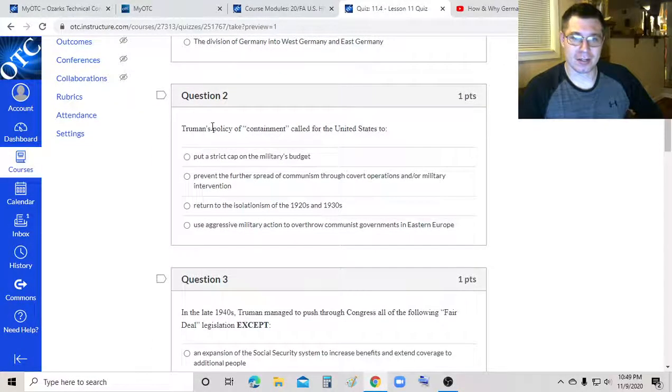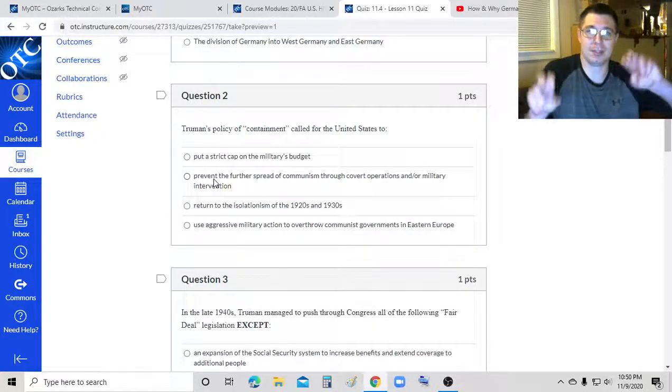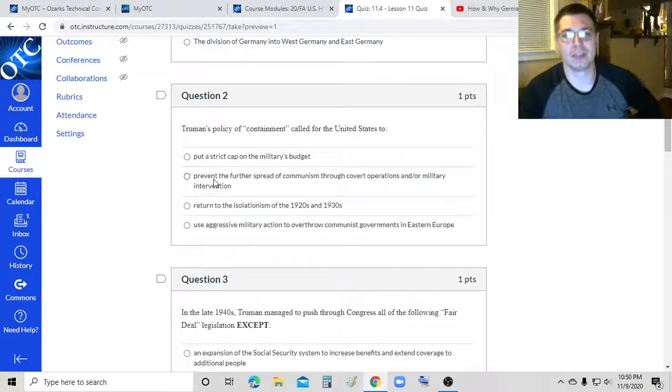Truman's policy of containment called for the U.S. to put a strict cap on the military budget. No. There was tons of military spending during this time period. Not quite at World War II levels, but much more than America had ever spent. Even a much larger percentage of our economy than the U.S. had ever spent during what was at least nominally peacetime for much of this Cold War.